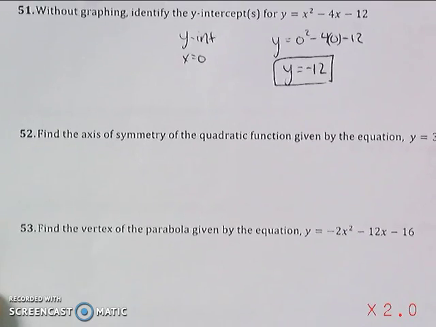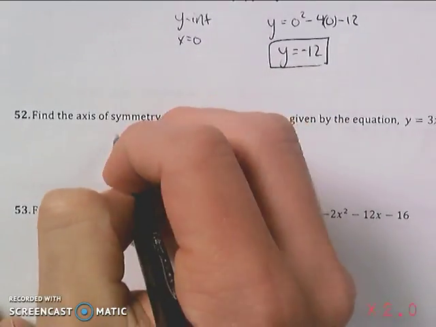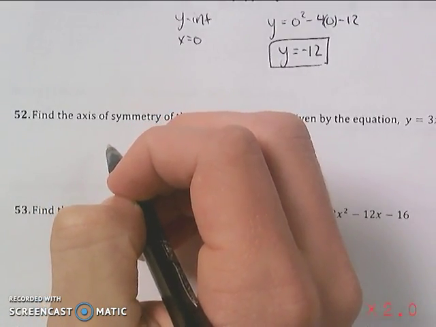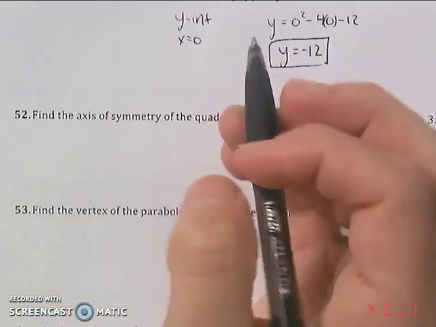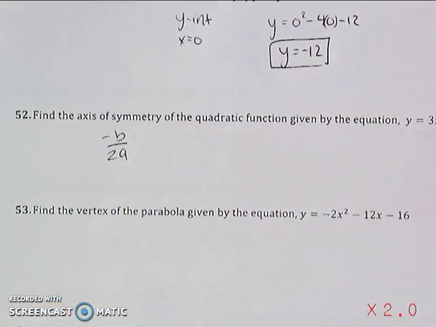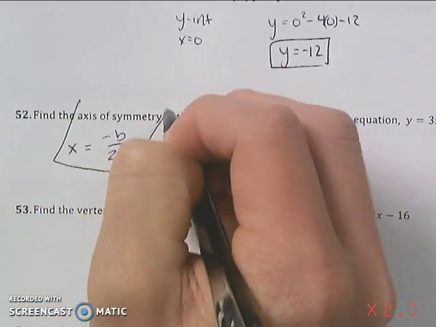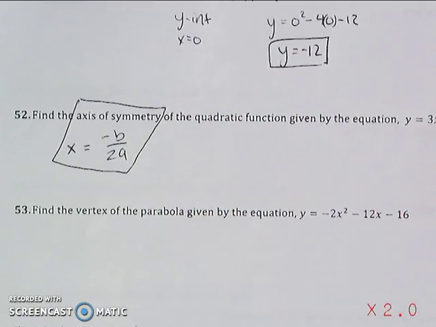52 says find the axis of symmetry of the quadratic function given by this equation. This is a great thing to put on a 3x5 note card for the final: negative b over 2a. That's going to help me find the axis of symmetry. It gives me my x value of the axis of symmetry.